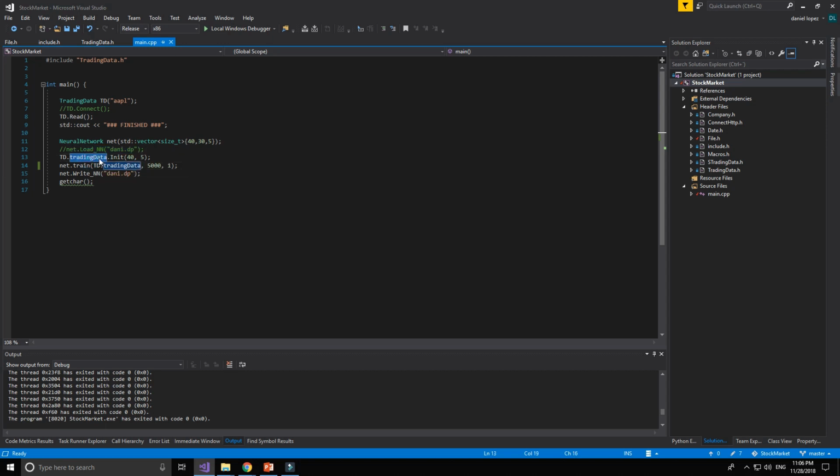We split our training set into 40 as the input and 5 as the output, and now we train the neural net using our training set. We have 5,000 epochs, and this is the mini batch size. I've used one now. You can set it to one, and when it finishes training our model, it writes it into a file. Let's see it with 5. No, with 10 epochs.